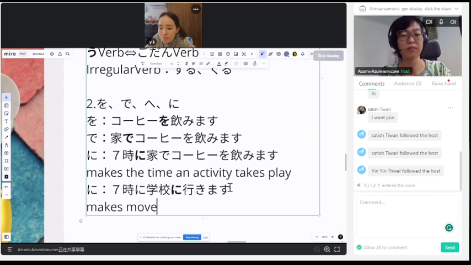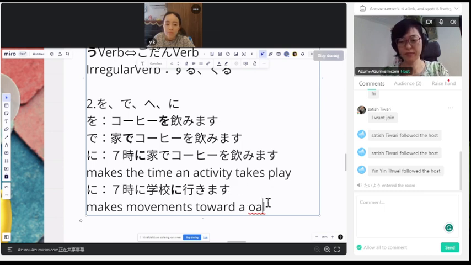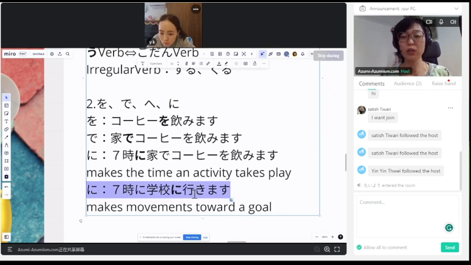So this new particle marks movement toward a goal. What is the goal in your sentence? That's right. So it marks the goal, and if we see 'go to 学校', we understand 学校 is the goal of this action.